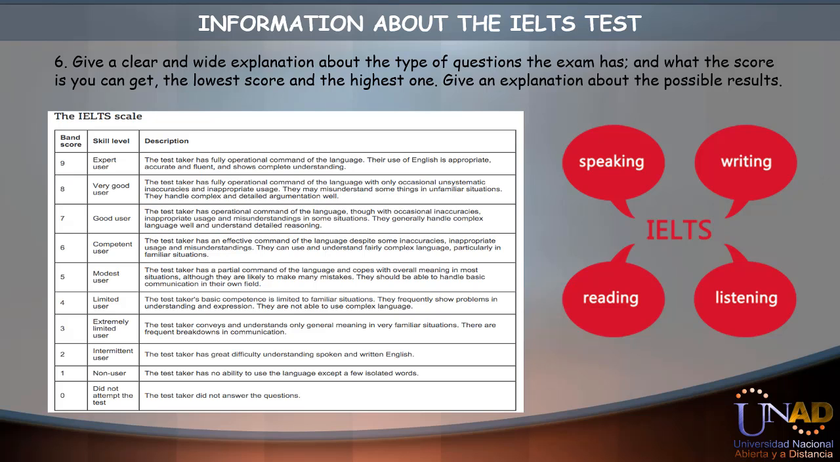Band 8. Very good user. The test taker has fully operational command of the language with only occasional unsystematic inaccuracies and inappropriate usage. They may misunderstand some things in unfamiliar situations. They handle complex and detailed argumentation well. Band 9. Expert user. The test taker has fully operational command of the language. Their use of English is appropriate, accurate, and fluent, and shows complete understanding.